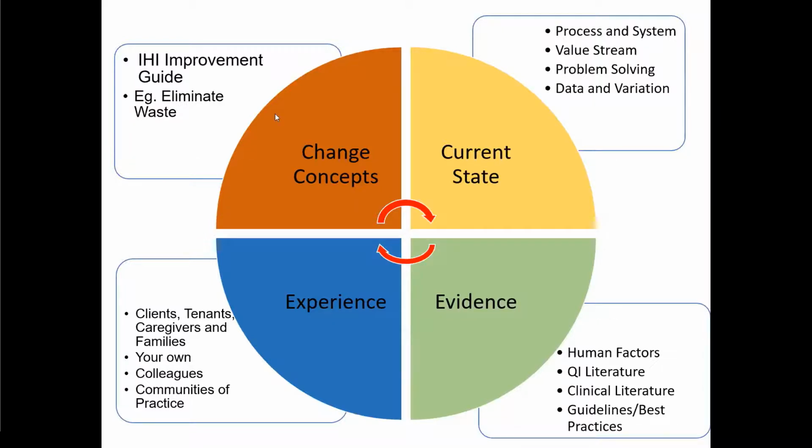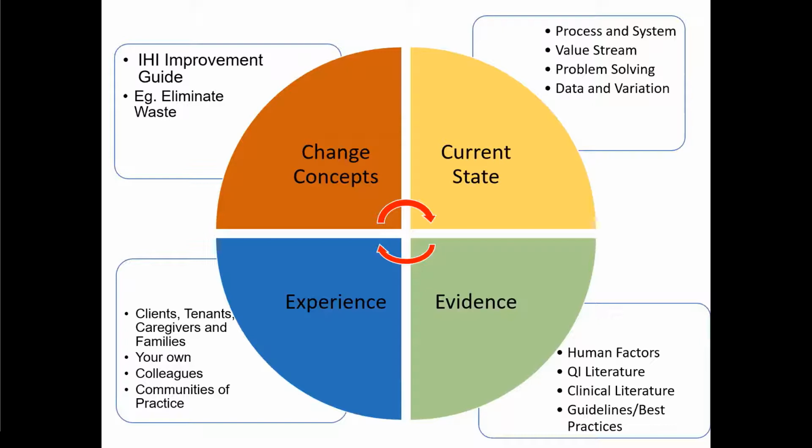As an example, one of the things on there is called eliminating waste. There's a whole list of them, but you can take a peek at that. For the current state, you would look at your process and your system, do some value stream mapping of the current state, and do some problem solving. Data will also point you in a good direction around what you're looking for in terms of areas of improvement.